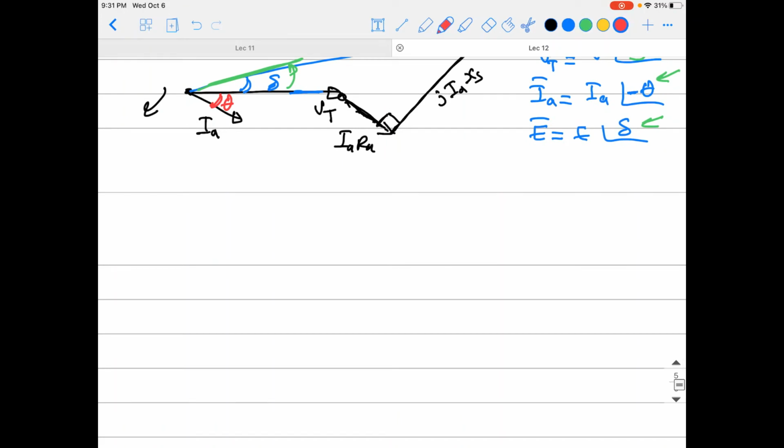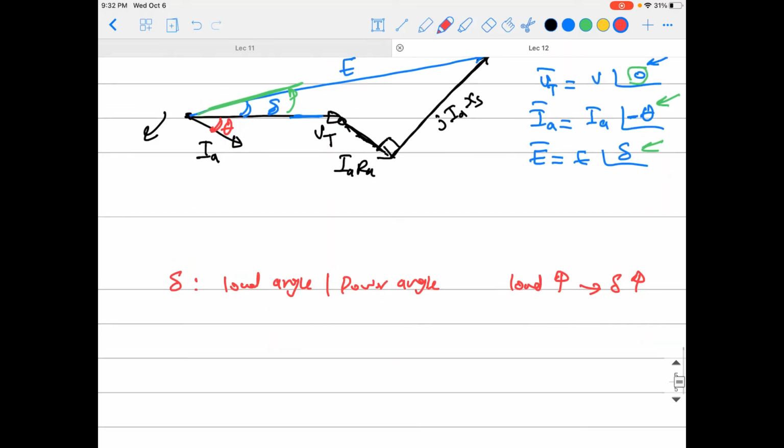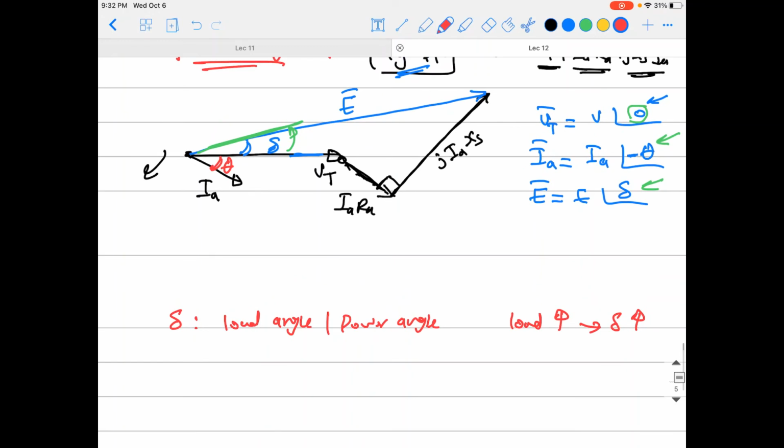So the delta, we call it the load angle. Sometimes you call it the power angle. Why? Because if the load goes up, and that means the power goes up, this angle delta will also go up. So that's an indication of the load. If the load applied to the generator goes up, this delta will also go up. So this delta is the angle between the induced voltage and the terminal voltage.